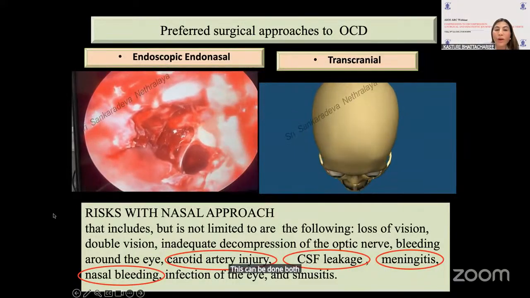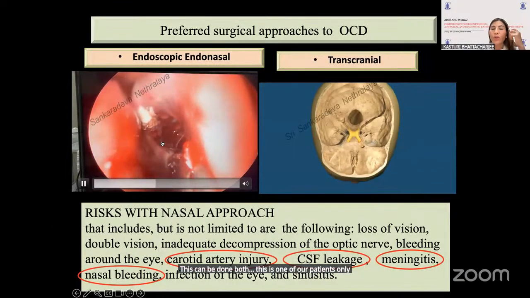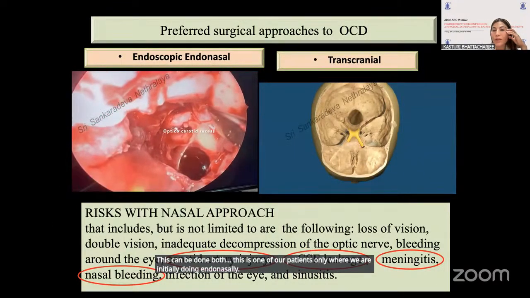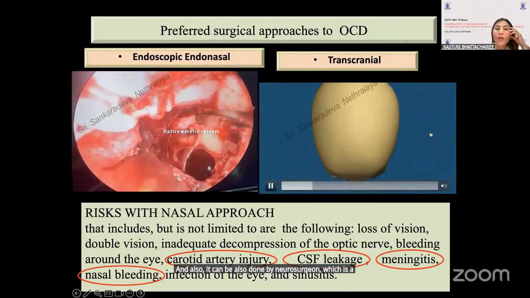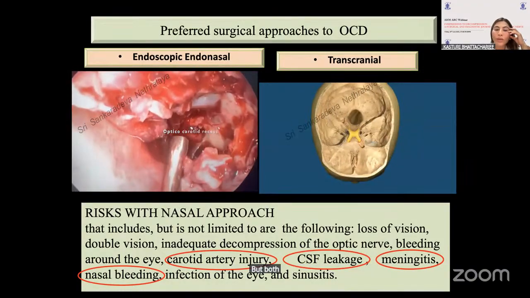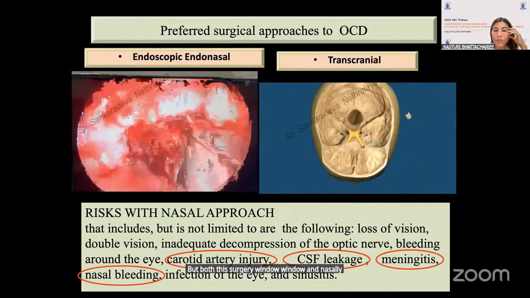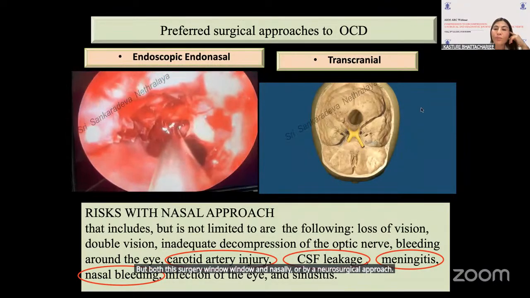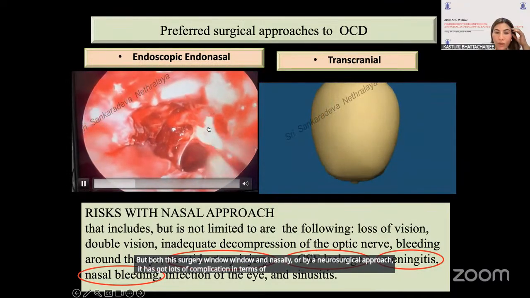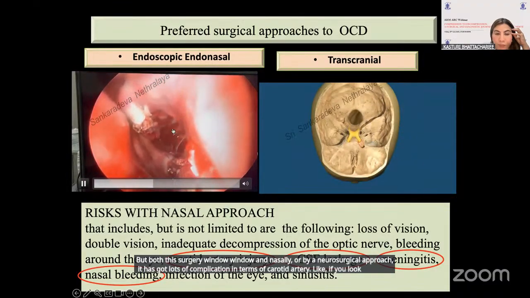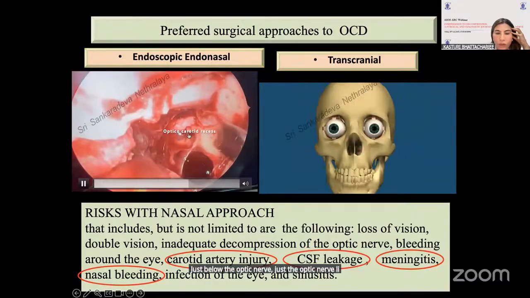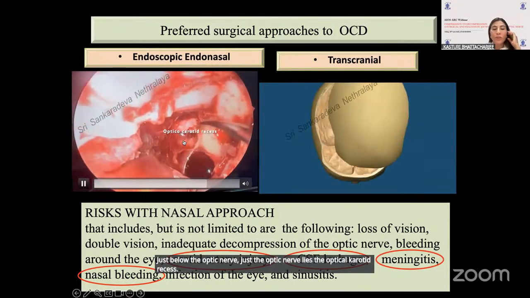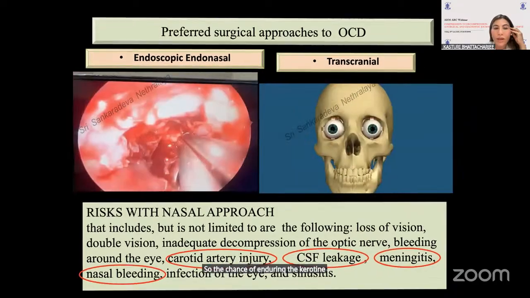This is one of our patients where we are initially operating endonasally, and it can also be done by a neurosurgeon, which is a more major surgery. But whether we do it endonasally or by a neurosurgical approach, it has lots of complications in terms of the carotid artery. If you look very clearly, just below the optic nerve, this is the optic nerve, lies the opticocarotid recess. So the chance of injuring the carotid artery is very high.